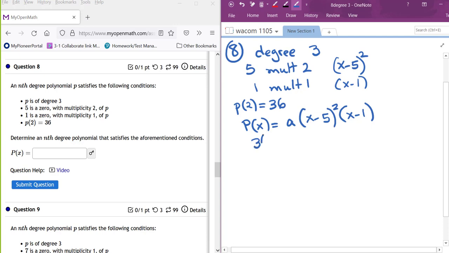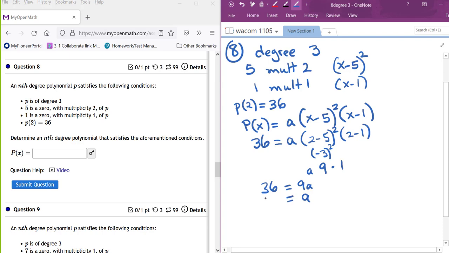So 36, keep the a, plug 2 in for your x's. 2 minus 5 is a negative 3, and negative 3 squared is a 9. 2 minus 1 is 1. So we have 9a equals 36. So divide by 9, a equals 4. So our polynomial is going to be p of x equals 4 times x minus 5 squared times x minus 1.